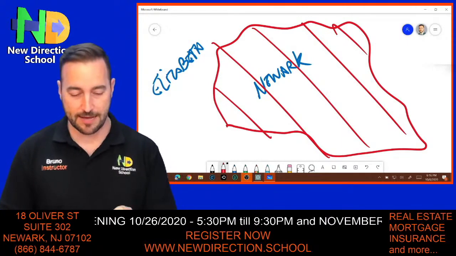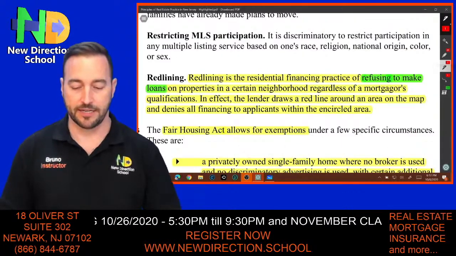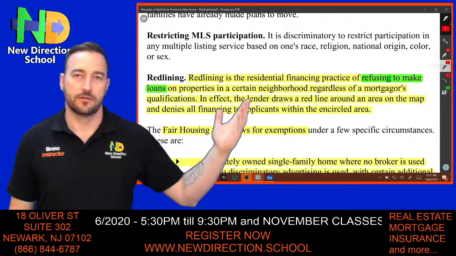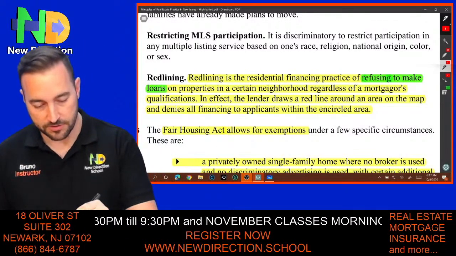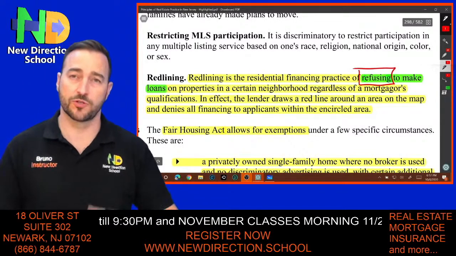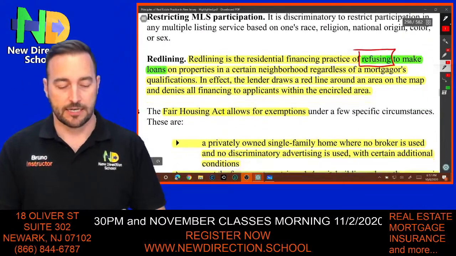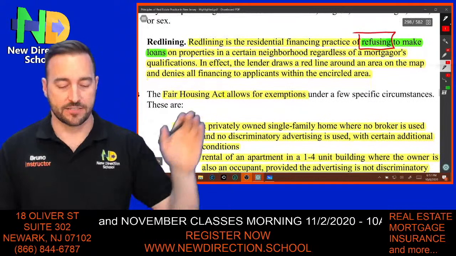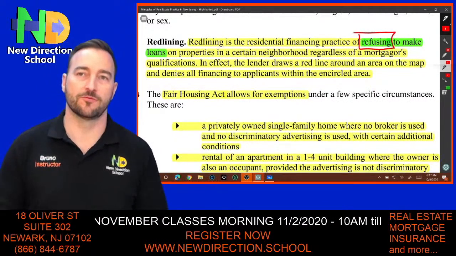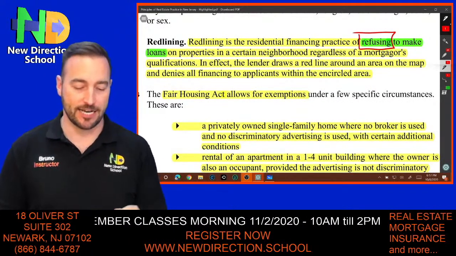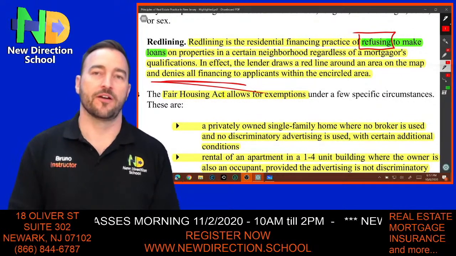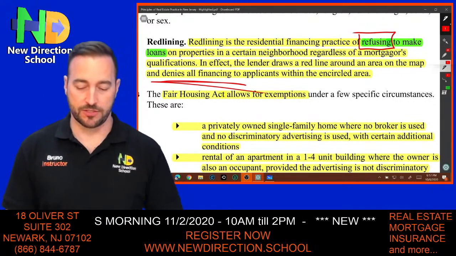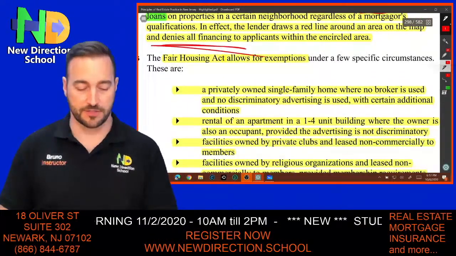All right, so that became illegal under federal law. In fact, so always remember, when it's refused to make loans or insurance, actually, because what the lender was doing was drawing a line around the area in the map, like I just said, and denying all financing in that encircled area. Fair Housing Act allows exemptions under a few specific circumstances.